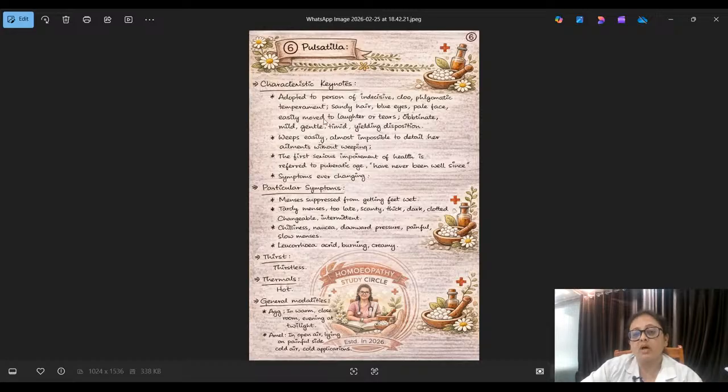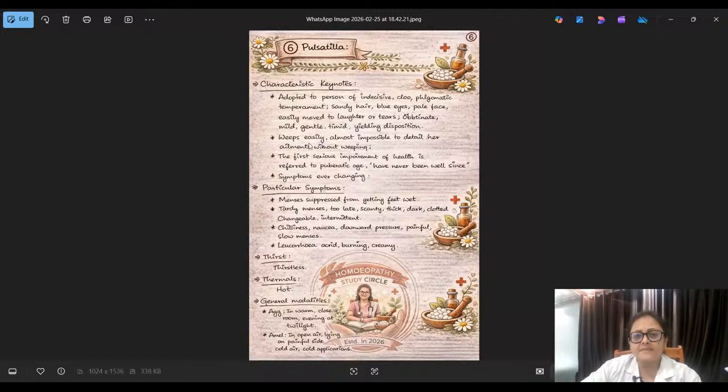Pulsatilla patient wants somebody to listen to her. She wants attention. She wants them to console her. They should tell her, oh, really, very bad is happening with you. Don't worry. She wants some consoling, some good words. But phosphorus is not like that. She wants everybody to be with her. That is a major difference between phosphorus and pulsatilla.